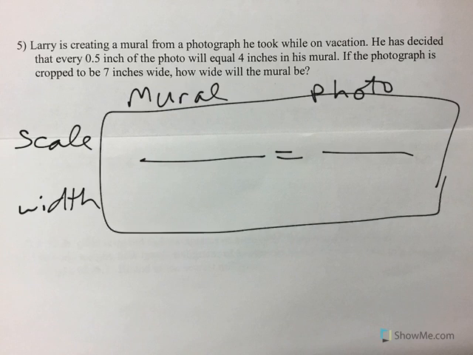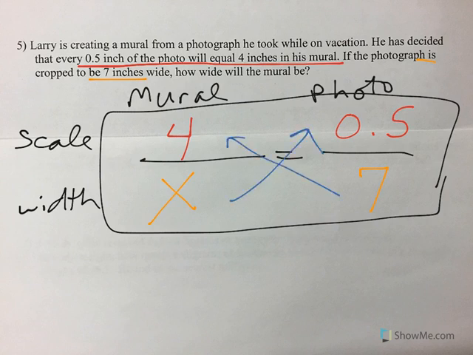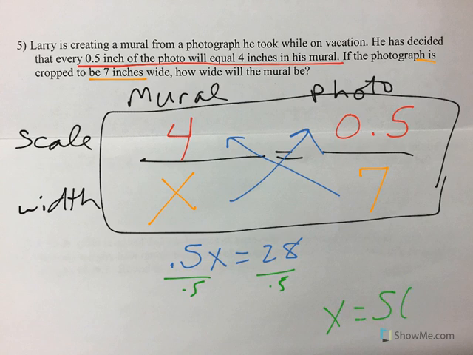So they talk about the scale. Every 0.5 on the photo will be 4 inches in the mural. So 0.5 in the photo is 4 inches in the mural. That's the scale. And then it said if the photograph is 7 inches wide, how wide will the mural be? We cross multiply. 0.5x is 28. When you divide by 0.5, that's the same as multiplying by 2, and we get 56 inches.